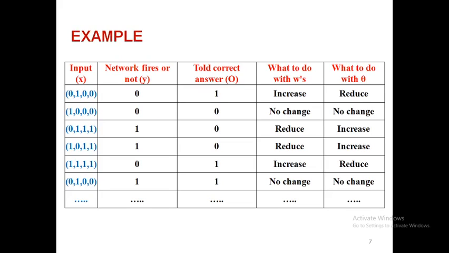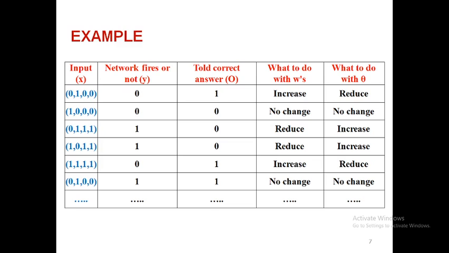To understand more about these learning rules, let us take one example. In this, the first column is input, this x vector. Let us see whether the network fires or not, that is nothing but output y, and the required output or correct answer or correct output is O, capital O, and what to do with the weights and what to do with the threshold theta are the last two columns.